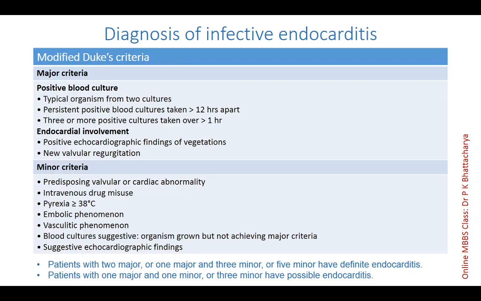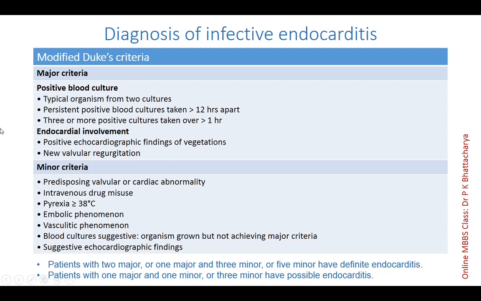How to diagnose? We have the Duke's criteria, similar to the Jones criteria for rheumatic fever. It is a little bit more difficult than the Jones criteria. Some major criteria and minor criteria. The major criteria are positive blood culture and echocardiographic evidence.